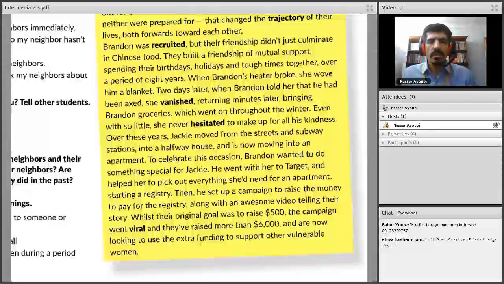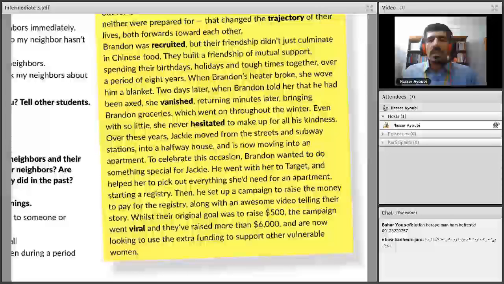Jackie moved from the streets, because she was homeless, living on the streets and in subway stations. She moved into a halfway house, a house that was in the middle of its construction. And now she is moving into an apartment, it means she is improving. Her life is getting better.